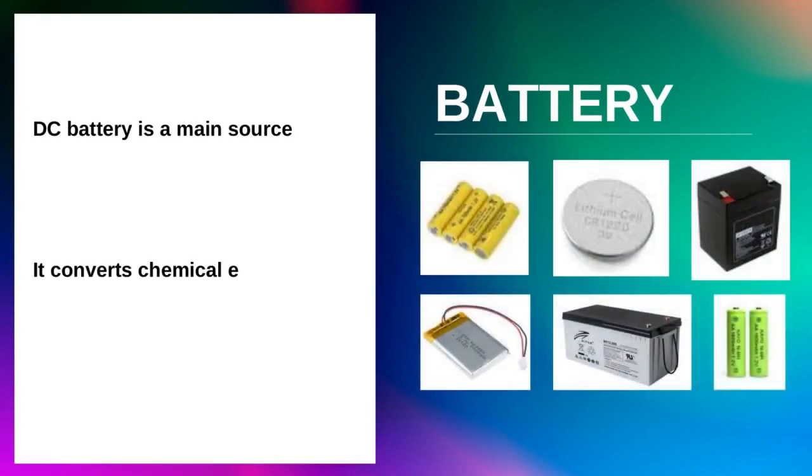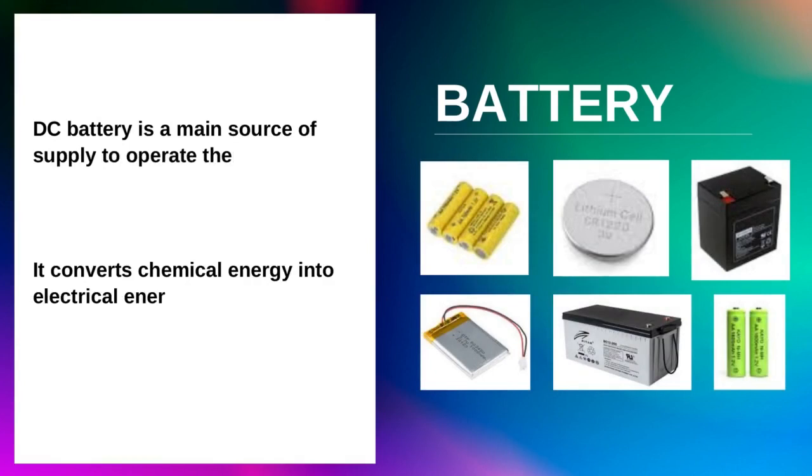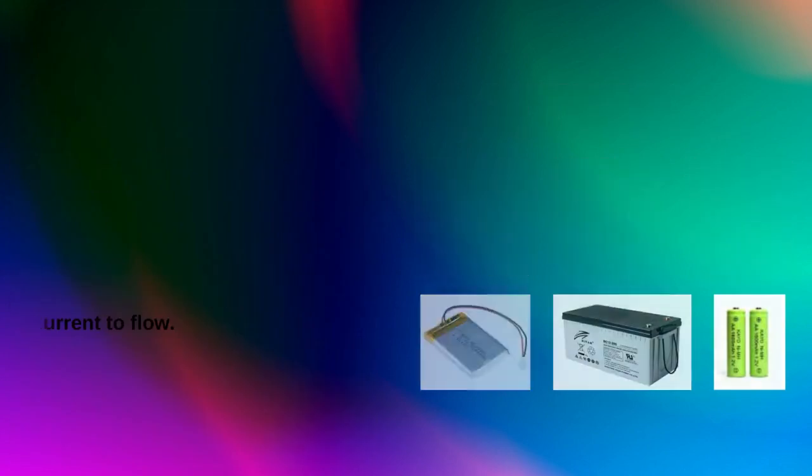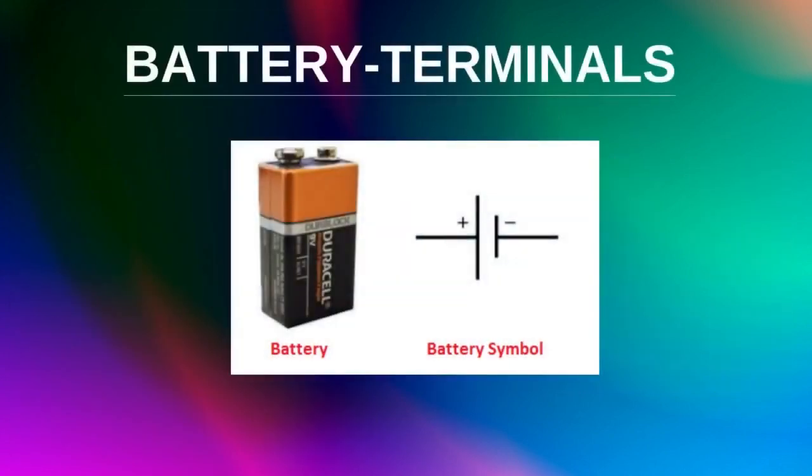Battery. DC battery is a main source of power supply to operate electrical circuits. It converts chemical energy into electrical energy that allows the current to flow. A battery has two terminals, a positive terminal and a negative terminal.